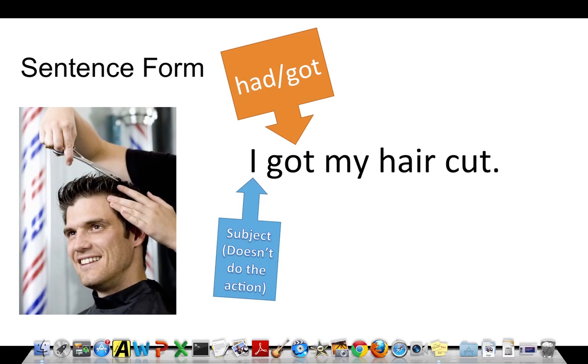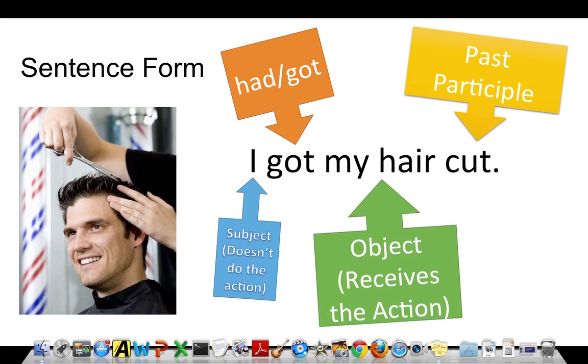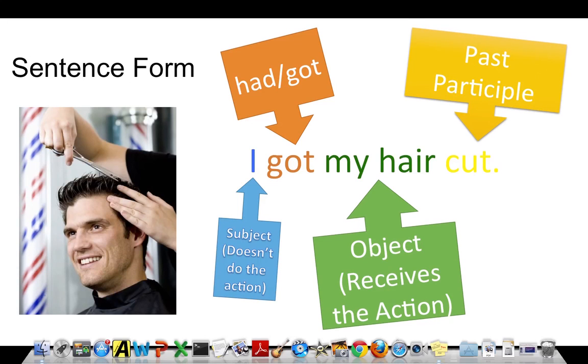Next we have had or got. And this is followed by an object. And note in this particular kind of sentence, the object receives the action. And finally, cut is the past participle. So let's review that one more time.